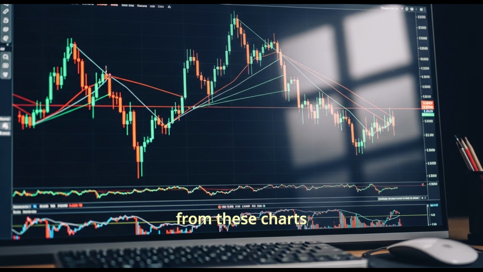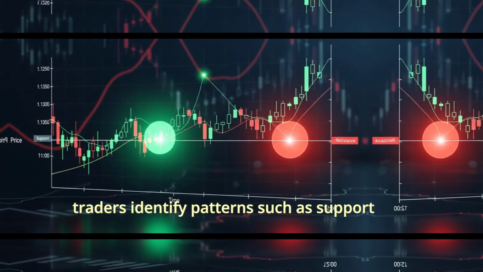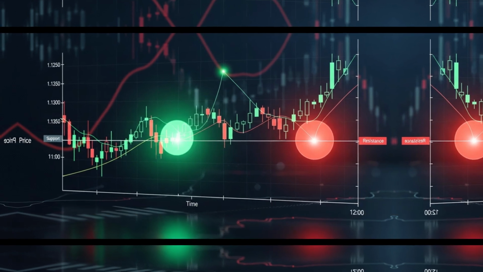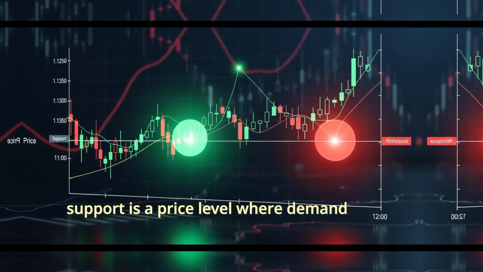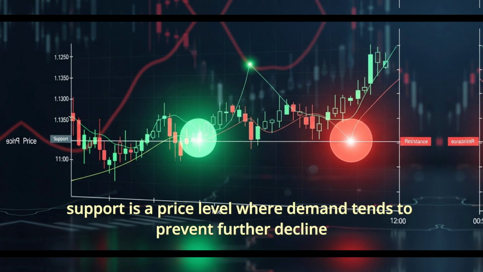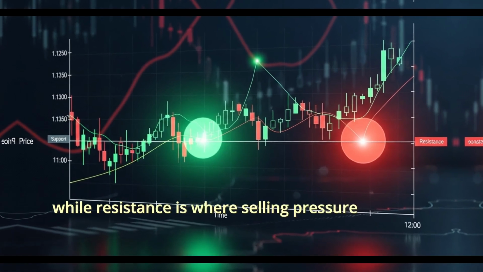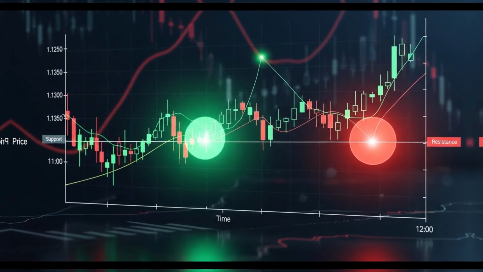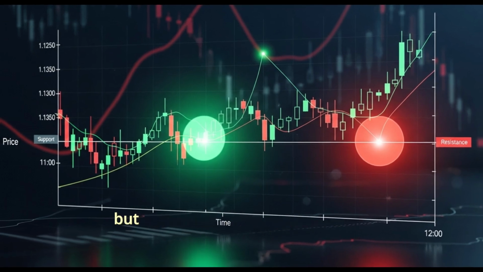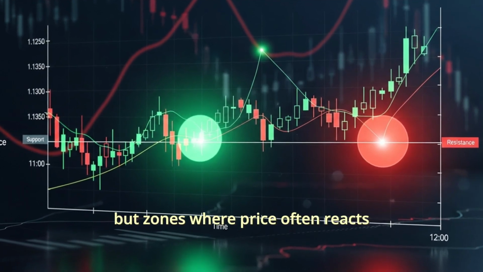From these charts, traders identify patterns such as support and resistance levels. Support is a price level where demand tends to prevent further decline, while resistance is where selling pressure prevents further rise. These levels are not exact numbers but zones where price often reacts.